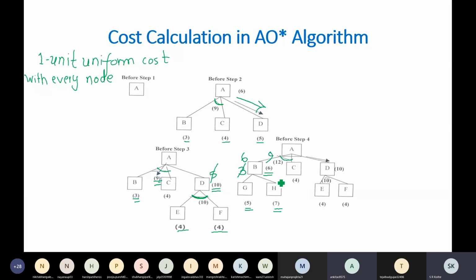So what will be the new cost? 12. 6 plus this 4. The cost associated with B is 6, the cost associated with C is 4. So 6 plus 4, 10, plus 1 each for B and C, that is 12. So instead of 9, this cost will be 12. So this path has cost 12 and through D the cost is 10.